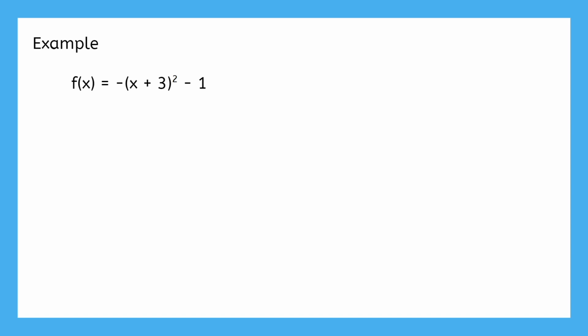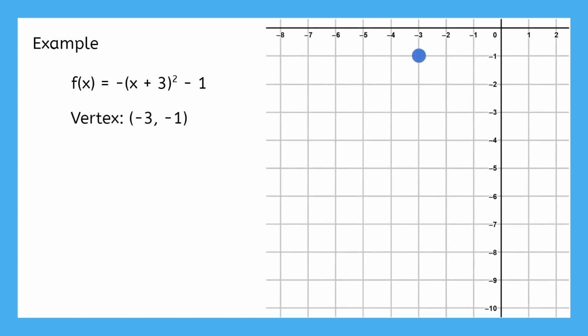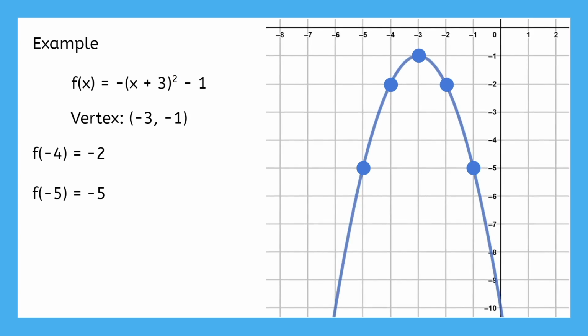Let's see how you did. The vertex is at -3, -1. Let's do a couple points to the left at -4 and -5. When we input -4, we get -2. For -5, it comes out to -5. We can mirror those values to the other side of the vertex and then graph the curve through all of these points.